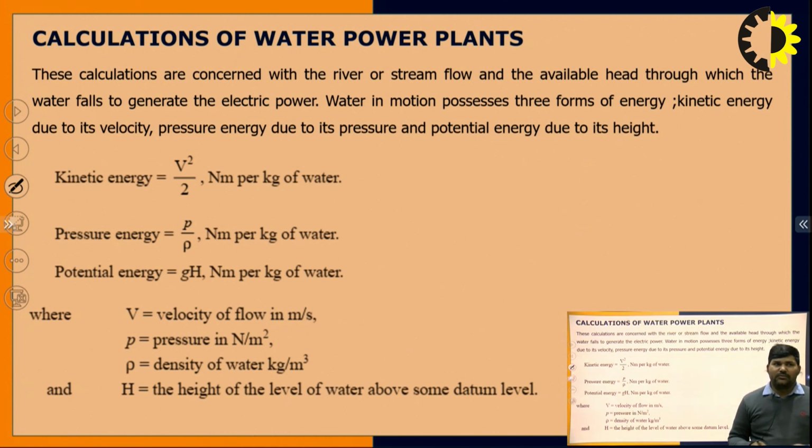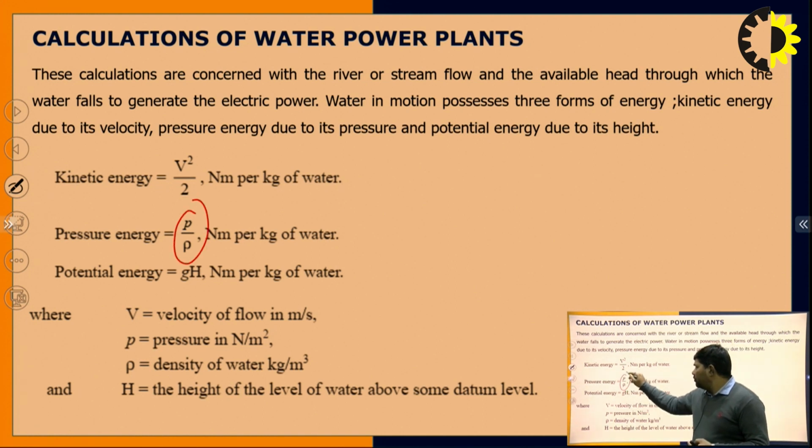This is how the power plant works, and how to calculate the water power. Basically there are some calculations concerned with the river or stream flow and the available head through the waterfall to generate electric power. Water in motion possesses three forms of energy: kinetic energy due to velocity, pressure energy due to pressure, and potential energy due to height. The kinetic energy equals V squared by 2g Newton meter per kg of water, and pressure energy is P by rho.